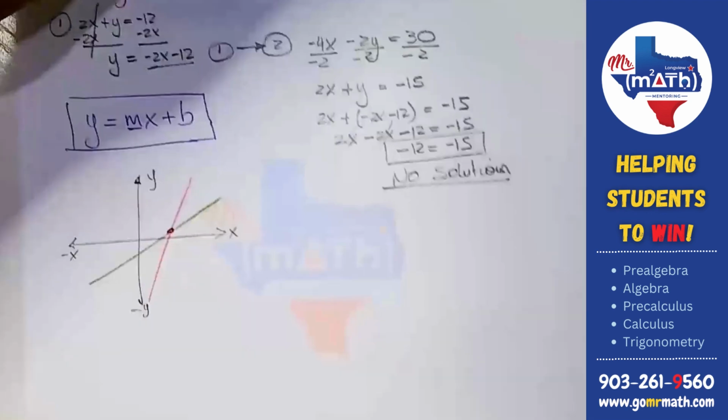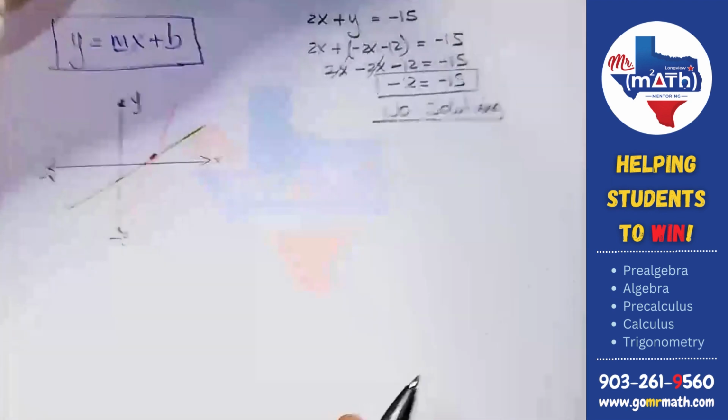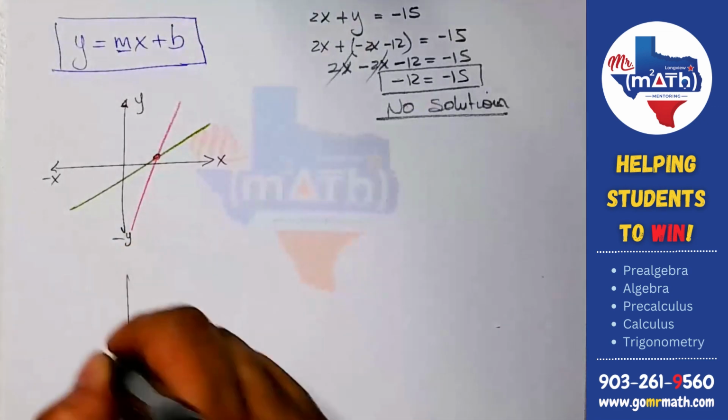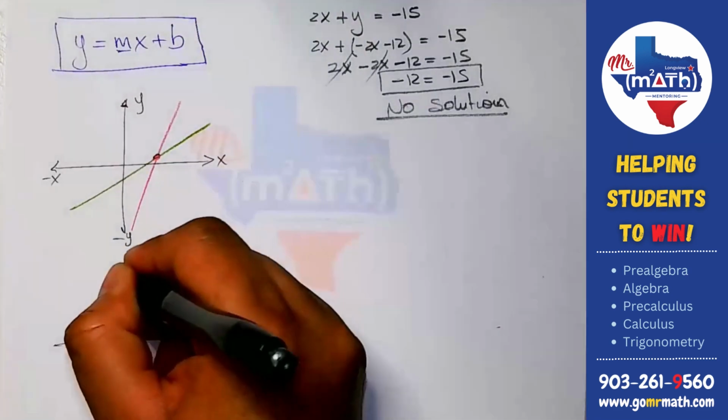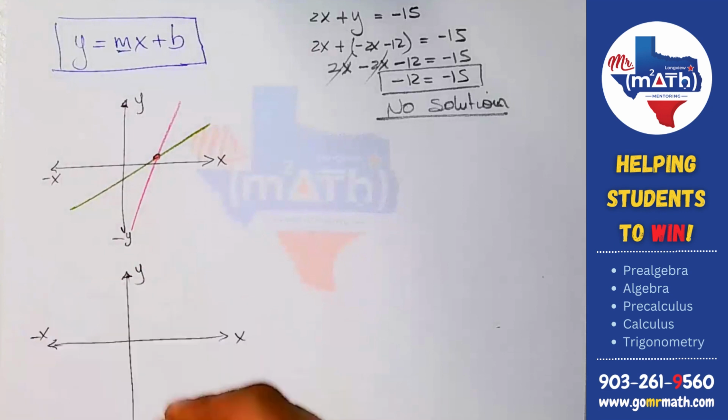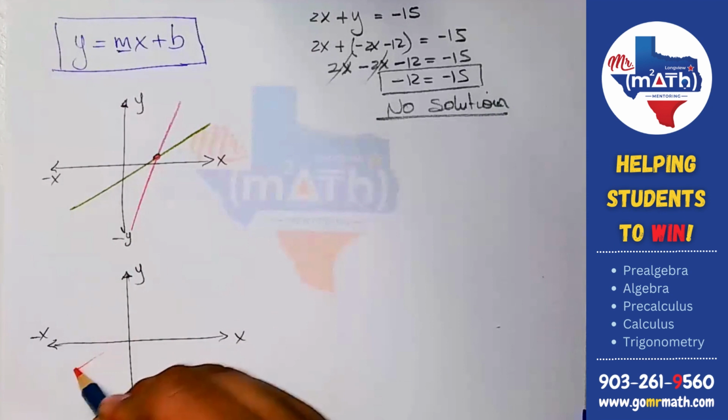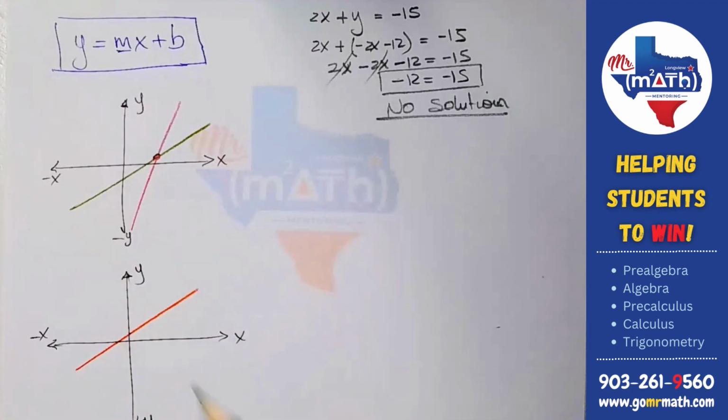What happens when these lines are parallel? We have something like this. We have a line that looks like this and another line that is exactly like that. So there is no point where these two lines will meet each other. How do we know when this is happening? It's because of the slope.